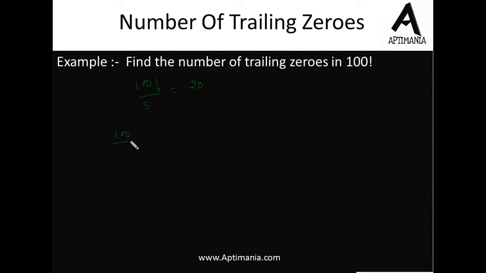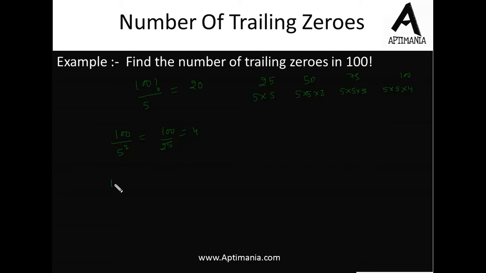Now we'll divide this 20 by 5 square. So that is 100 by 25, that is 4. So we are having 4 numbers which have more than 1 5, or we can say 2 5s in them. And the numbers are 25, this is 5 into 5. Then 50, which is 5 into 5 into 2. Then 75, which is 5 into 5 into 3. And then 100 itself, which is 5 into 5 into 4. So there were 4 such numbers having more than one 5 in them.